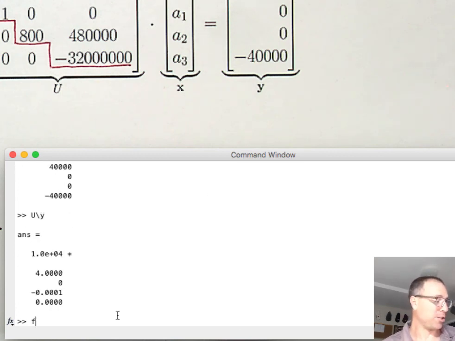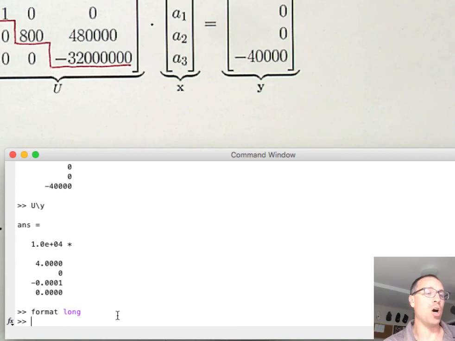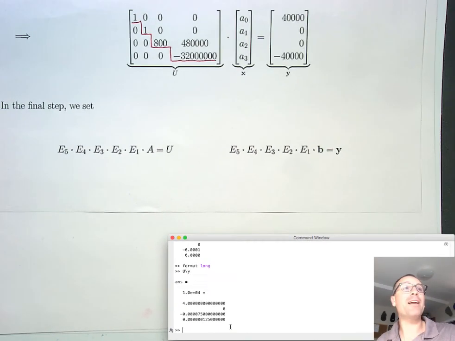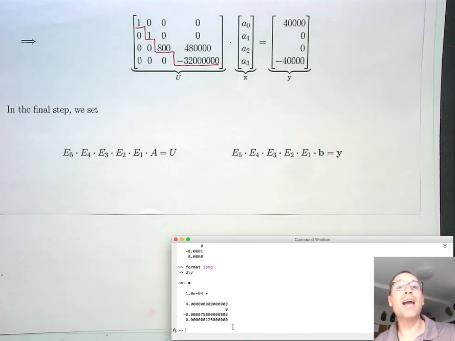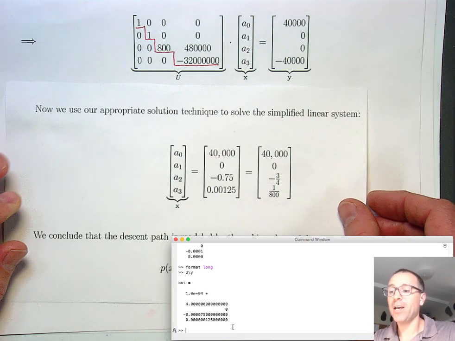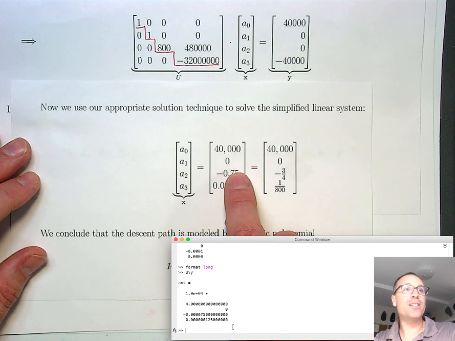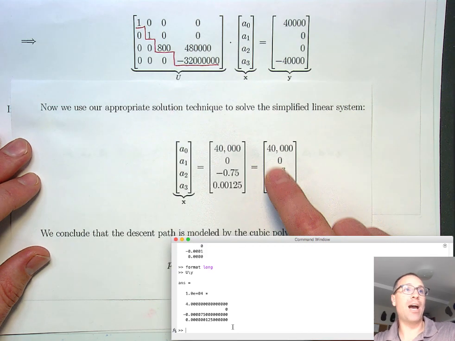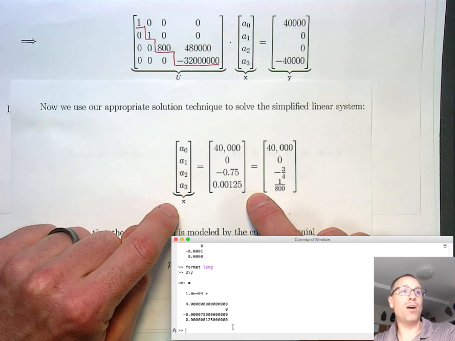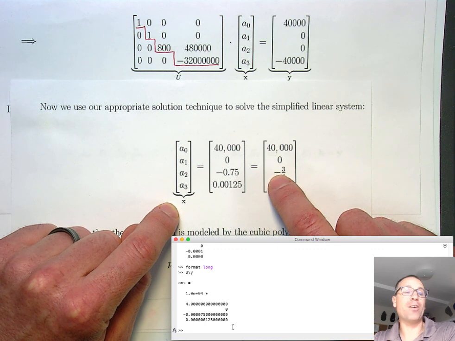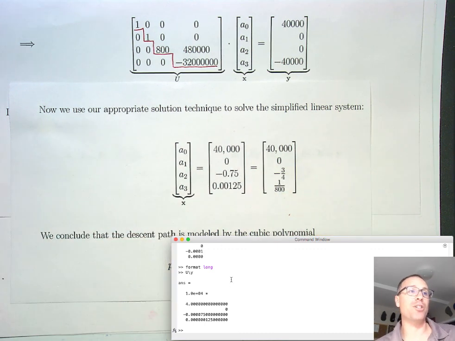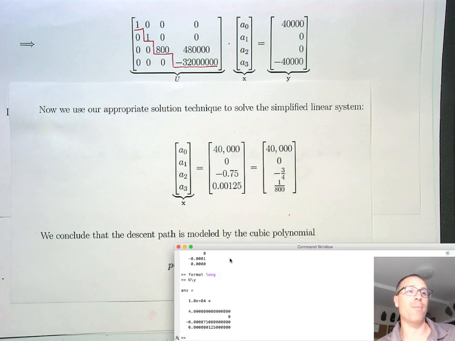Check that out. Let's go ahead and format long. I'm going to claim that I've actually done this by hand. You can actually go back to the lesson on backward substitution if you want a reminder. But when I solve this system using backward substitution, I produce the following value of x. Here's the by hand calculations. Here's the decimal approximations to that, which you see on screen as well in the MATLAB.